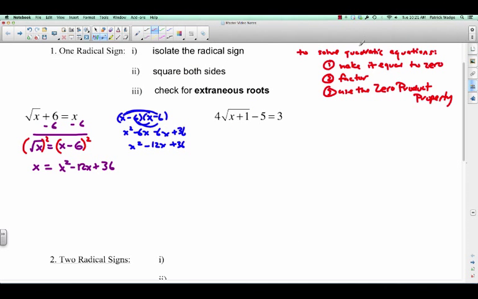There, I did write it down. To solve quadratic equations, the first thing you need to do is make it equal to 0. So right now it's not equal to 0. One side's equal to x, one side's equal to x squared minus 12x plus 36. And the second step we're going to do is factor. So we want to get everything to one side and we need to be able to factor it.